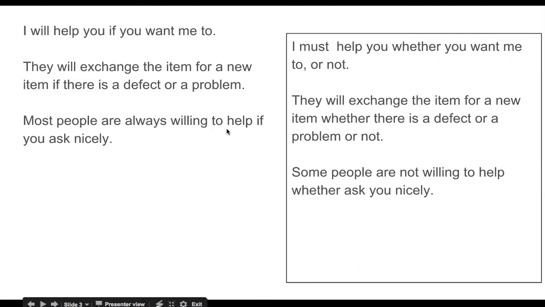Most people are willing to help if you ask nicely. Some people are not willing to help whether you ask nicely or not. In this case, or not is optional in all of these sentences. The grammar word whether actually gives us this yes and no option, and sometimes we put more emphasis by adding or not at the end. But if we look at this example right here, some people will not help you if you ask nicely or if you do not ask nicely. This result clause, not willing to help, is the same.